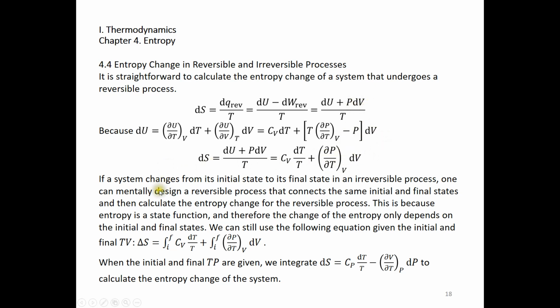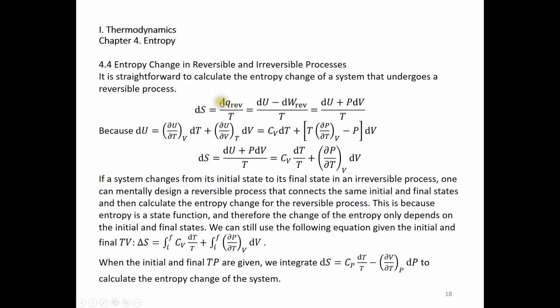What if a system changes from its initial state to its final state in an irreversible process? Well, you simply forget about this process and design another process which is reversible, that connects the initial state to the final state. And then you use the same equation to compute the entropy change of the system. Why? Because entropy is a state function. The definition of dS is dq reversible over T. So if you see an irreversible process that connects the initial to the final state, that information is useless when we compute the entropy change of the system.